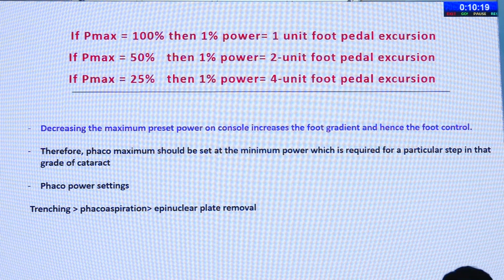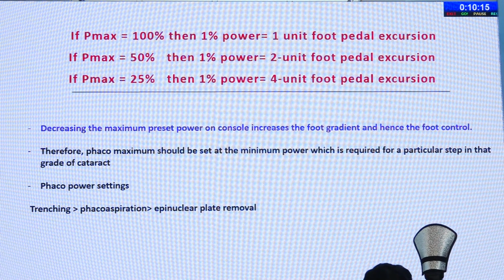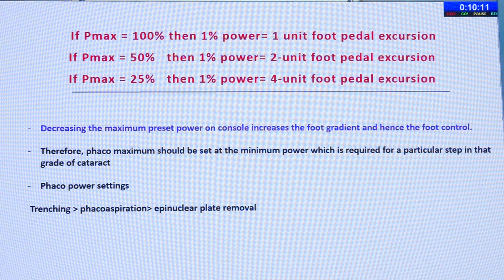So we can say that for trenching, we need more phaco power as compared to phaco aspiration, and it is even lesser required in epinuclear plates. So it is very important to know. You have to tell your assistant, and even you should check yourself, how much of the phaco power you have set on the machine. You can even feed them in the newer machines.